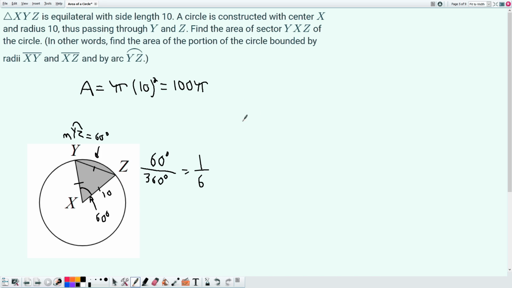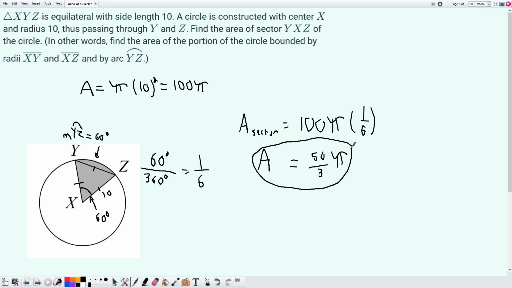So to find the area of the sector, we're going to take the area of the entire circle, 100 pi, and multiply that by 1 over 6. Well, 100 divided by 6, they're both divisible by 2. So 100 divided by 2 is 50, and 6 divided by 2 is 3, and keep our pi. So the area that we want is 50 over 3 pi.